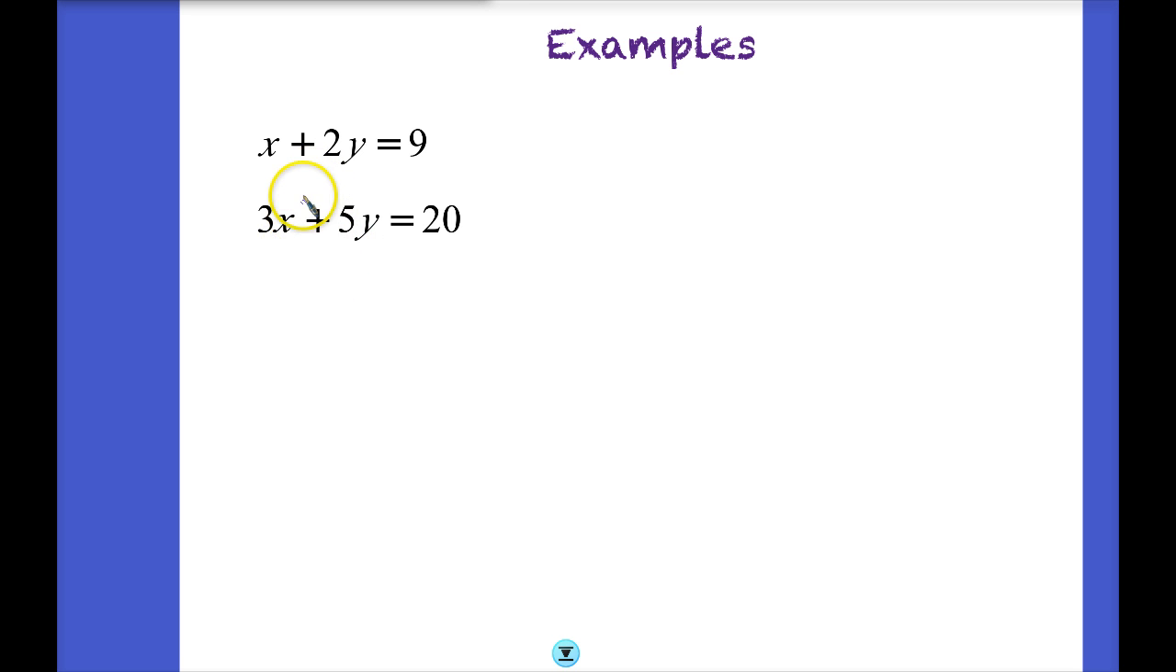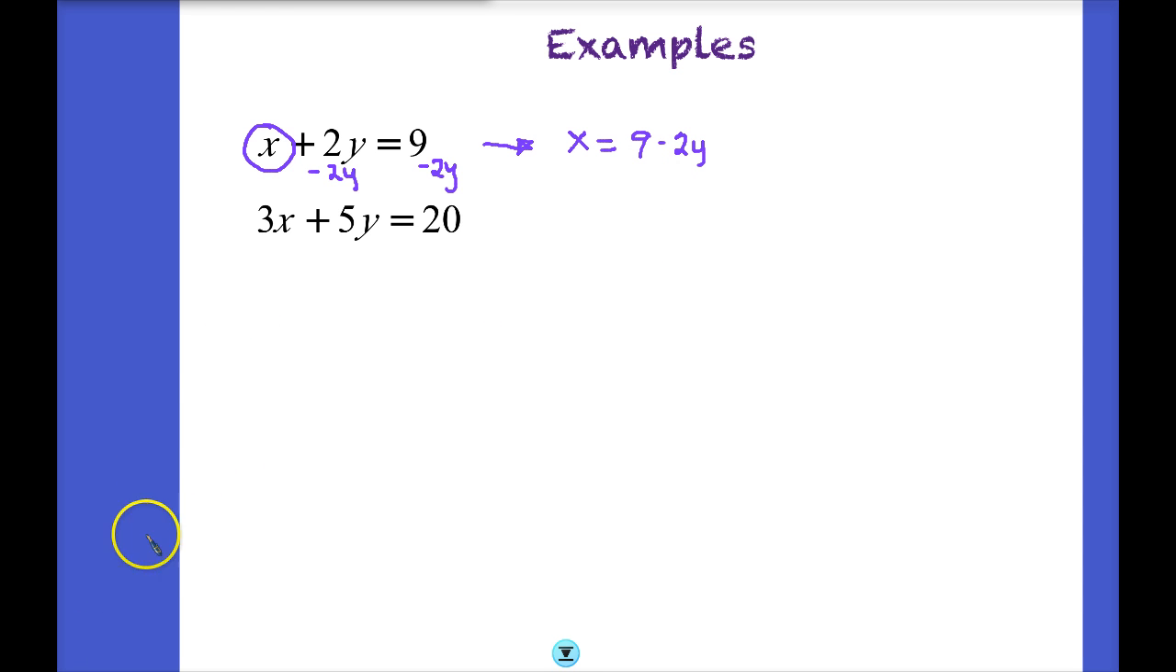And if I look at this top equation right here, x is pretty much by itself. There's nothing in front of it. All I would need to do would be to move this 2y over to the other side, and it would pretty much look like the other equations that we had in the past. So if I do that, I end up with x on the left side is equal to 9 minus 2y on the right side. And now I'm in a position where I can solve.